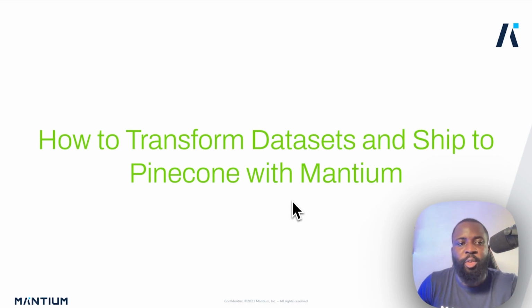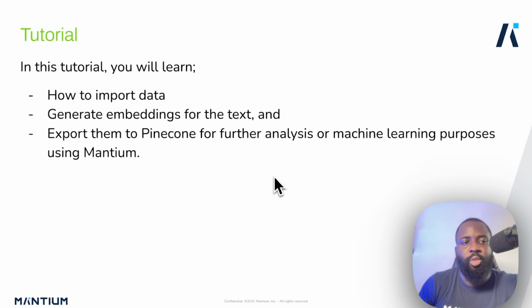Today we are going to be going over how to transform a dataset and ship it to Pinecone with Mantium. At the end of this tutorial, you should be able to import a dataset from a text file, generate embeddings from the text, and export them to Pinecone for further analysis or machine learning purposes using Mantium. We're also going to go over how Mantium supports connectors like OpenAI to generate embeddings, and Pinecone so that you can ship your embeddings to Pinecone.